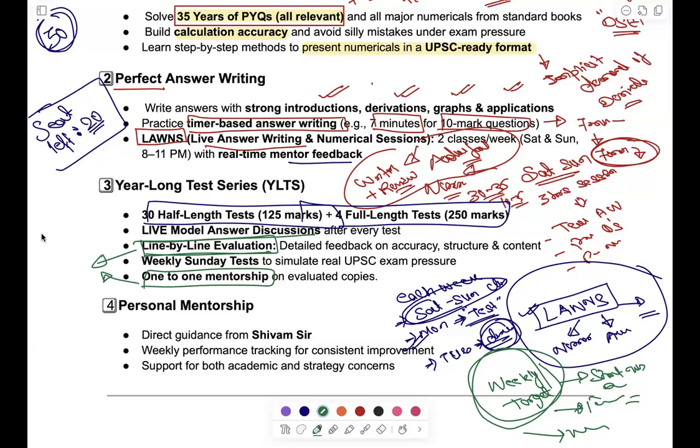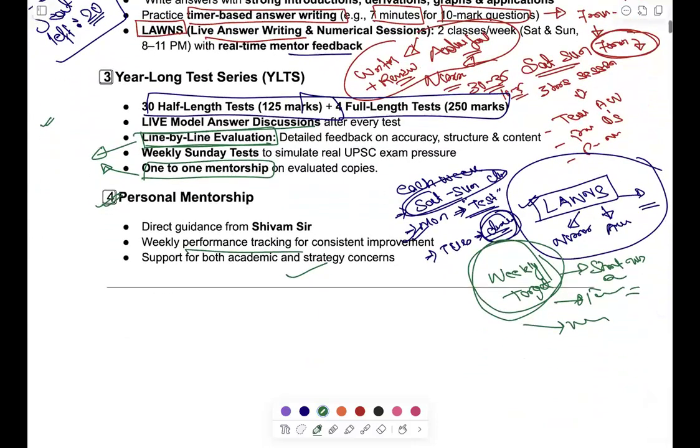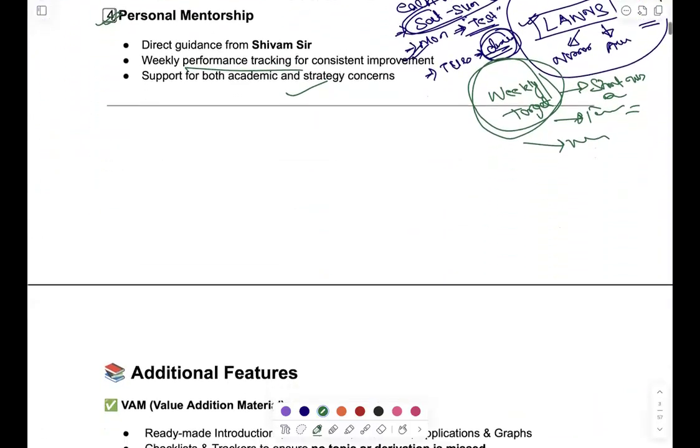I know each one of my students. I know their capabilities, their advantages, their disadvantages, and how they write. So again, the fourth thing is the personal mentorship by me only. Again, we will be having various trackers and all those things. I will show you here.